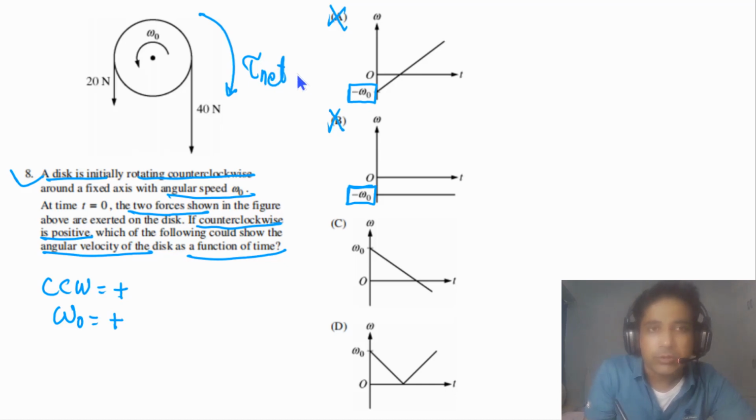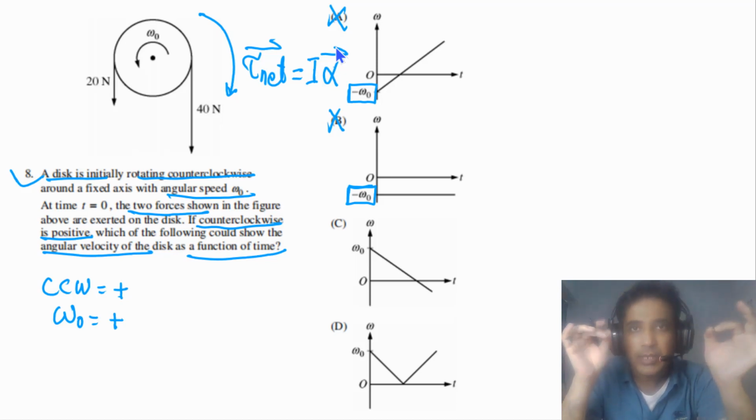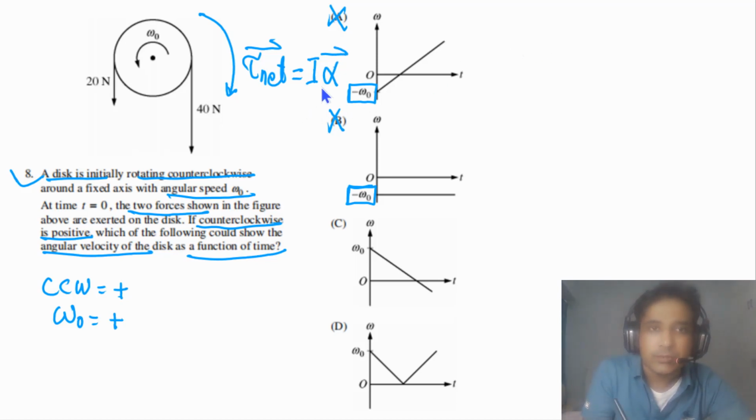As net torque is clockwise, and we understand torque is equal to I times alpha, tau net and alpha must have the same direction. So it means that in this case alpha is clockwise, and clockwise is negative.